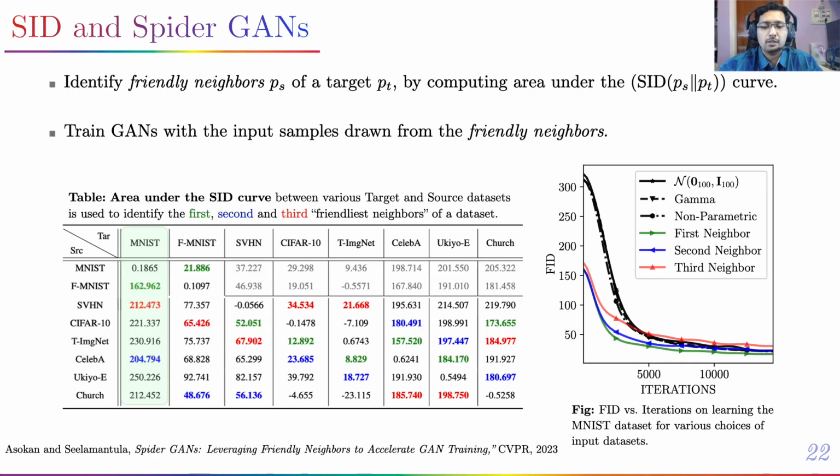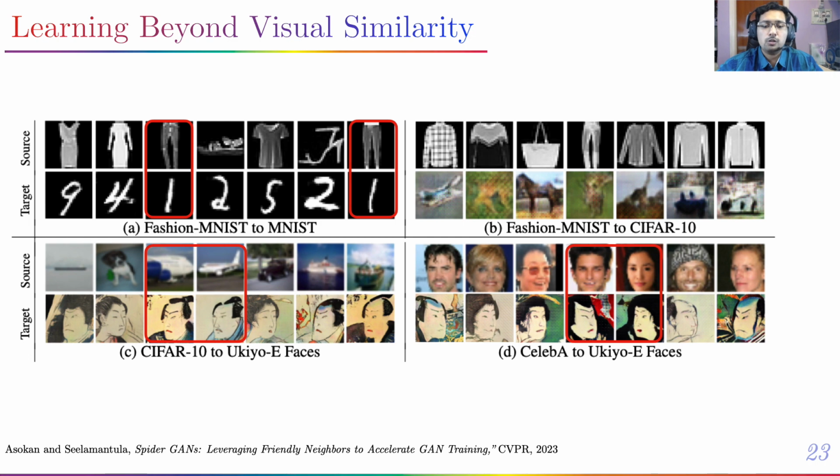Training the SpiderGAN generator with friendly neighborhood inputs, such as CelebA as the input for MNIST or ImageNet as the input for CelebA, results in significantly faster training. These models are also able to map structures that align between the domains or perform class-based clustering, even though no such constraints were ever enforced. For example, the model learns to map the trouser class in Fashion MNIST to the digit class 1 due to underlying structural similarity. However, the clustering of the airplane class to similar ukiyo-e faces is more implicit, with no visual similarity between the two datasets apparent to us.